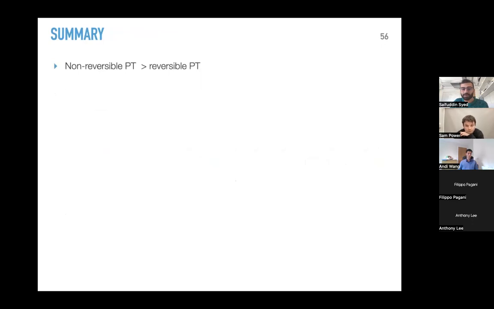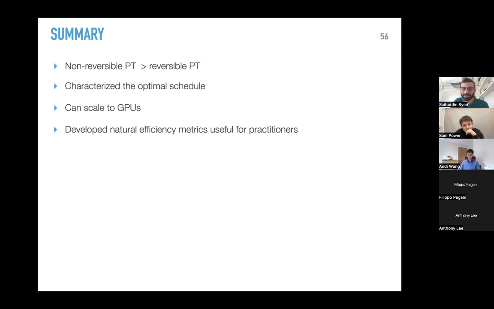But yeah, to summarize, non-reversible PT non-asymptotically dominates its reversible counterpart. So in any situation, you should always use non-reversible PT versus the reversible one. We've fully characterized what the optimal schedule is, an optimal path, and what that means. Non-reversible PT scales to GPUs and does not deteriorate in performance by adding more computational resources. We've developed natural efficiency metrics that are easy to interpret and useful for practitioners.